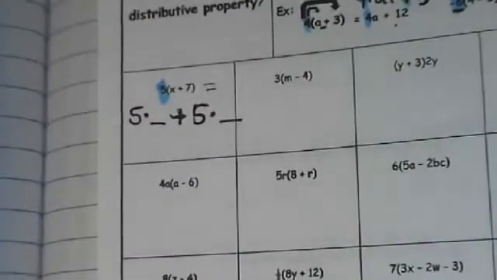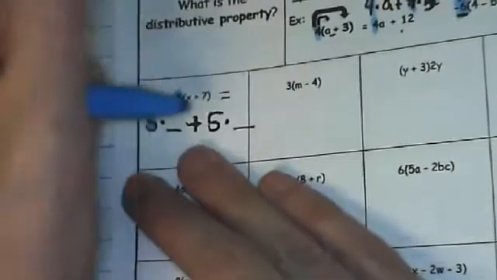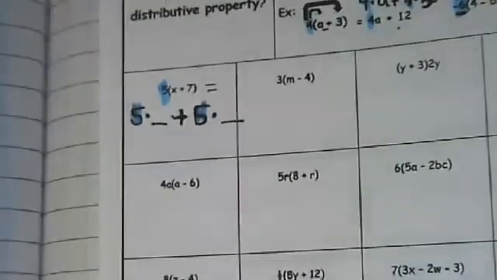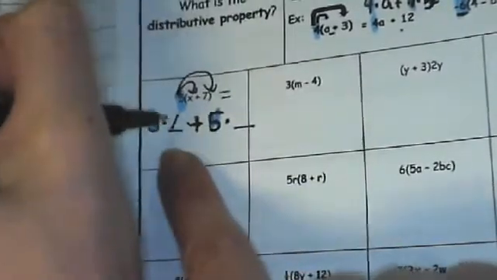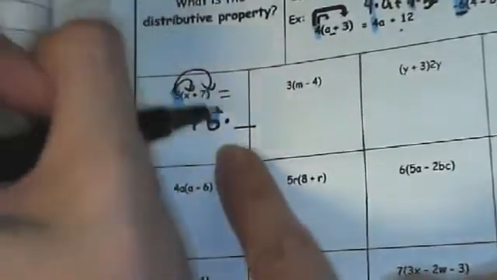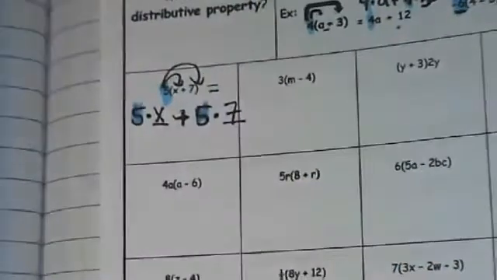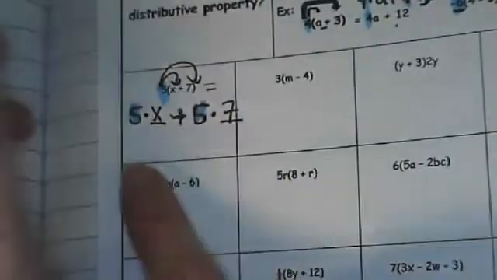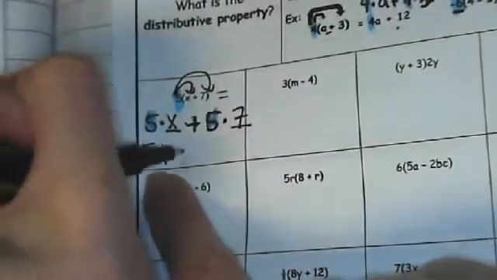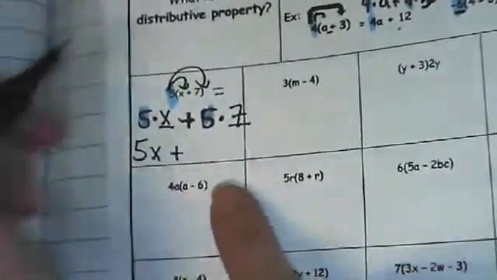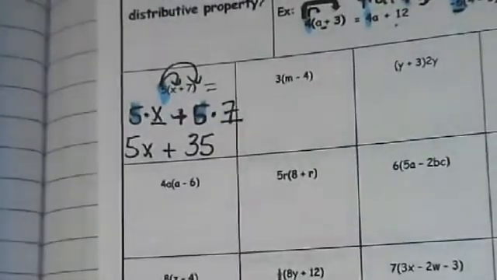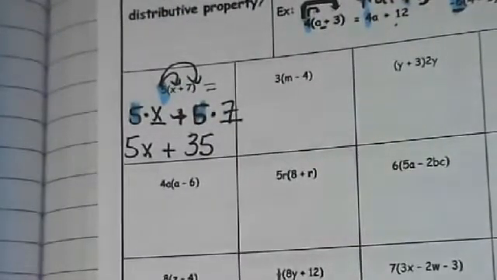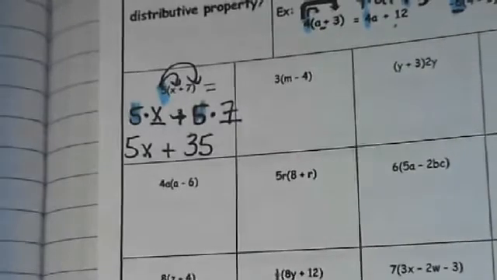So 5 is going to be on the outside. So the 5 is going to be distributed. It's going to be multiplied by the x and multiplied by the 7. So we have 5x plus 5 times 7. And then I can just write that as 5x plus, well, 5 times 7 is 35. And I'm just going to simplify it. And I can't do anything else. Okay? Let's look at the next one.